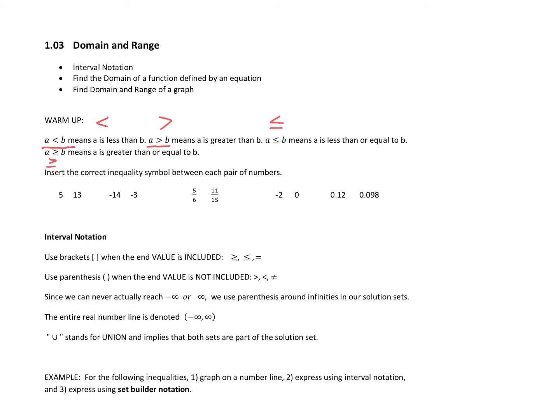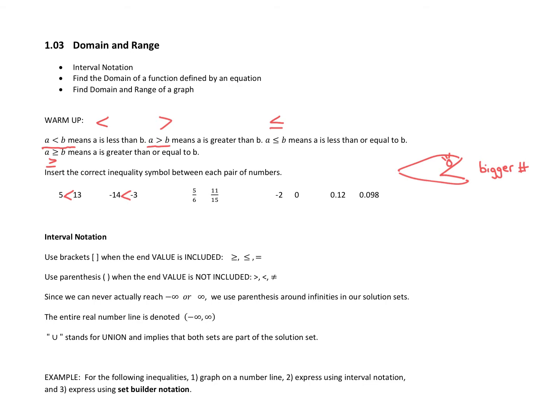For these examples here, insert the correct inequality symbol between each pair of numbers. A good way to think about this is like a hungry alligator. That alligator wants to eat the bigger number. So always open to the bigger number. Okay? So in this case, 5 is less than 13. Negative 14 is less than negative 3.